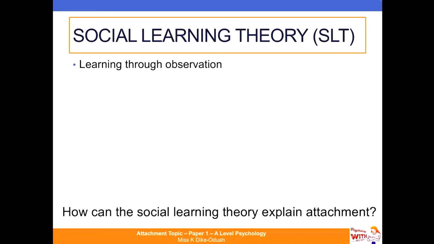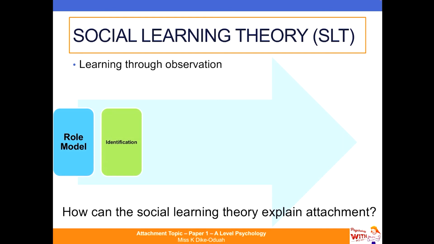The final branch of the learning theory explanation of attachment comes from the social learning theory. And this suggests that we learn through observation. So far, we've looked at classical conditioning, we learn through association. We've looked at operant conditioning, we learn through reinforcement or consequences. The social learning theory says that we learn through observing. And there are different stages for the social learning theory. So within the social learning theory, you always have a role model. This is the person who is performing the behavior that you are observing. And for an infant, their role model could be their parents.